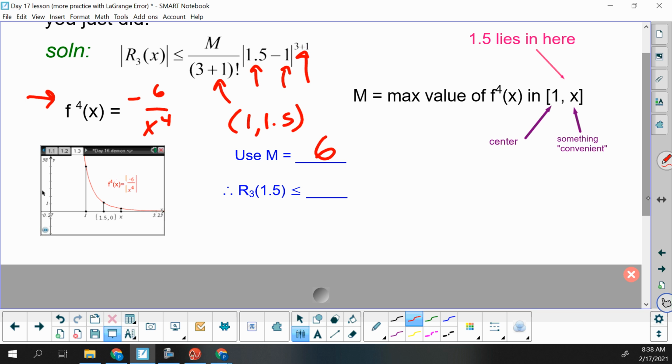So therefore, to find our remainder, we would do our m value times the absolute value of 1.5 minus 1, absolute value to the fourth, and then this would be over 4 factorial. If we punch that in and neaten it up, we would just get 1/64. So that third degree approximation, we know by Lagrange error bound, is within 1/64 of the exact value of natural log of 1.5.